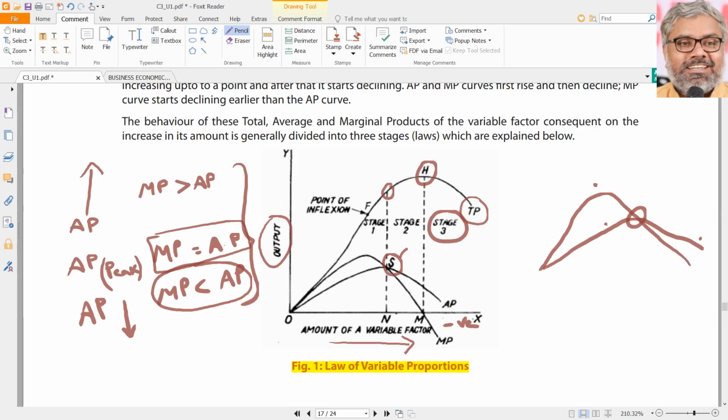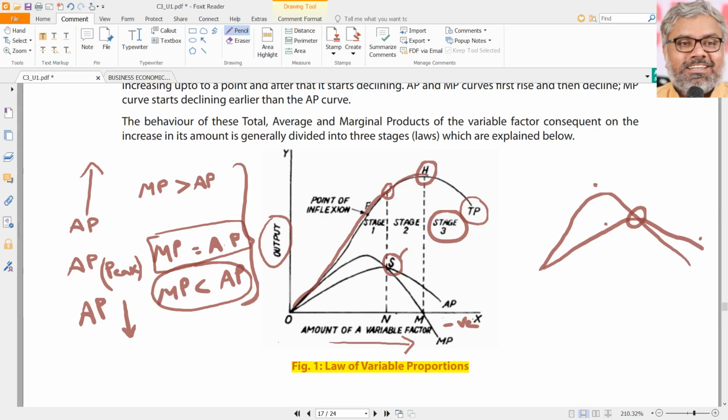Now what is stage 1? Of course, when we start production, you have to start from 0 only. So right from 0, total production started increasing. Even after stage 1 also, total product will increase. Where will it reach its peak? That is at point H. So in stage 2 also production will keep on increasing. In stage 1 also production keeps on increasing.